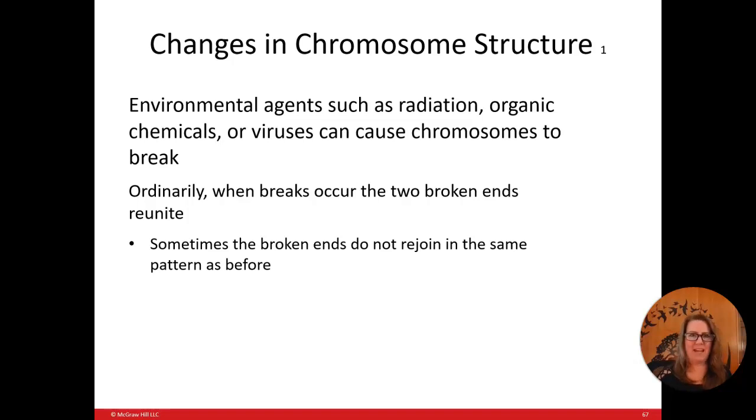Okay, so let's go back to changes in chromosome number and also the idea of what causes cells to become cancer. So we're thinking about environmental agents. I know I talked about carcinogens. Here's some other things, radiation, organic chemicals. Something that could affect your chromosome structure, of course, viruses are able to do that. And so if we're breaking apart pieces of our chromosome, they can reattach to other pieces, and that kind of messes things up.